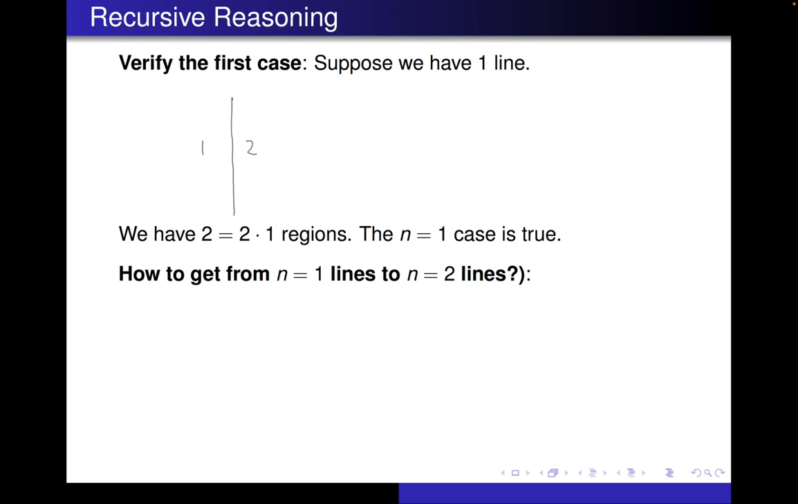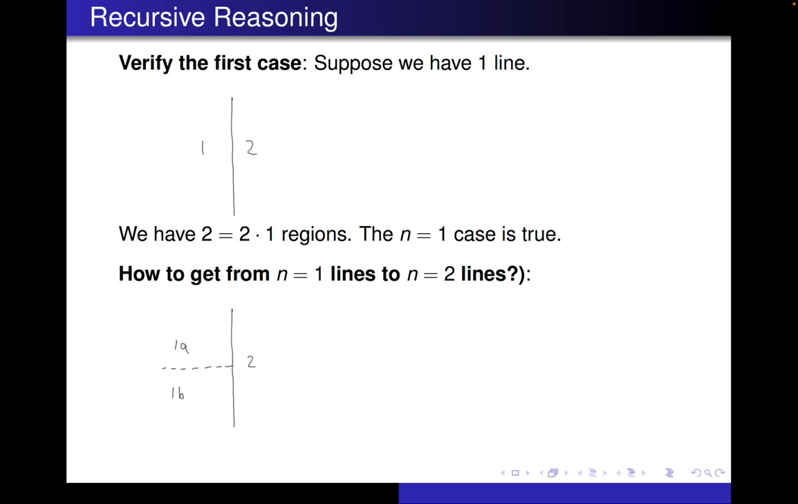That is where we want to end up. We want to figure out what happens at every step in this process. Right now, I'm going to start small and just say what happens when I go from one line to two lines. So when I have one line, I have two regions. When I have two lines, I'm going to add another line. Now, I'm going to draw that line from one side of my original line to the other.